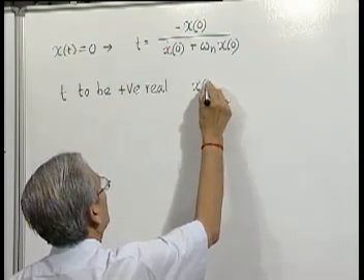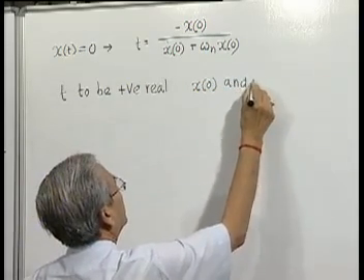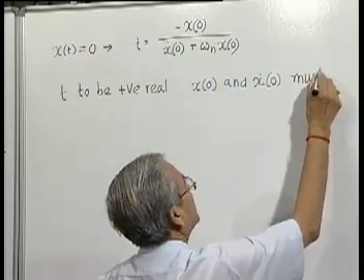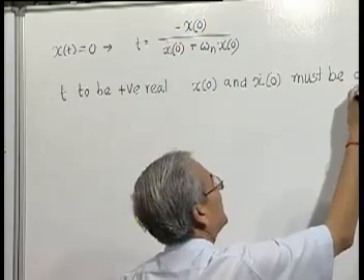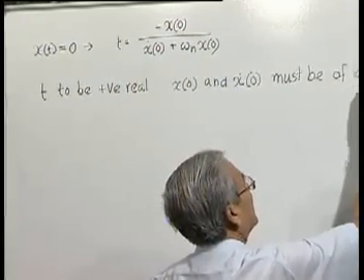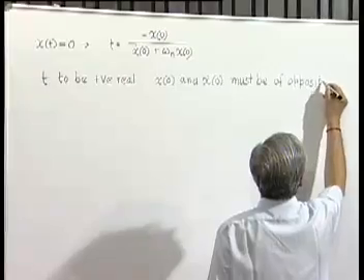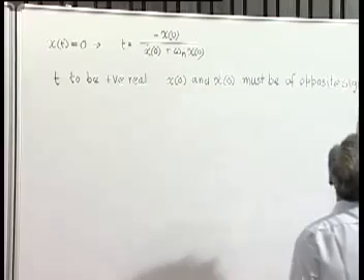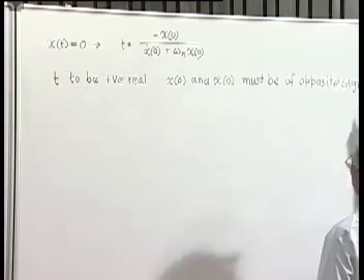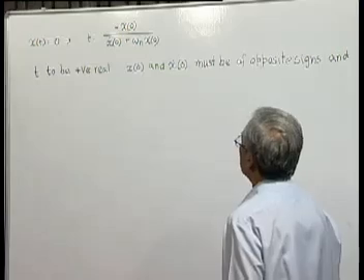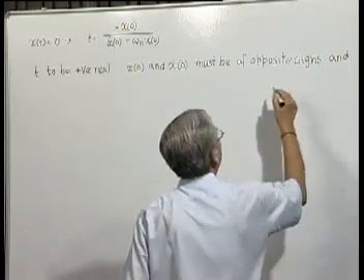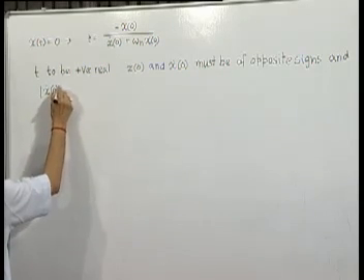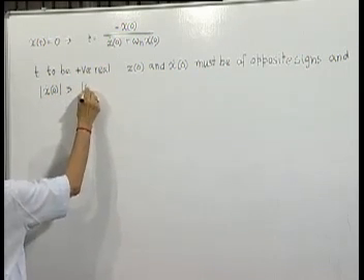x0 and x dot 0 must be of opposite sign. And that is not enough, as before. That means the velocity has to be sufficiently large, and the magnitude of the velocity has to be more than the magnitude of this.